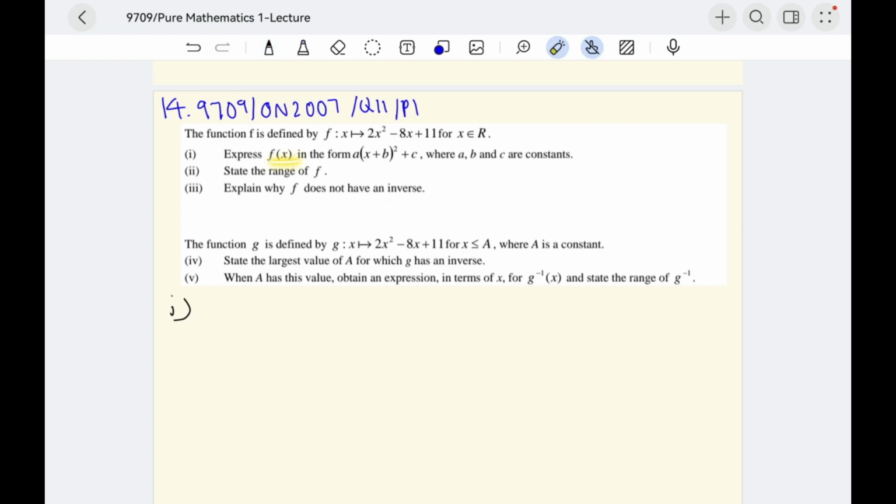For the first part, express f(x) in the vertex form, where a, b, c are constants. So what are you going to do? Rewrite the function where f(x) equals 2x squared minus 8x plus 11. Next, you must use the completing the square method to get the vertex form.